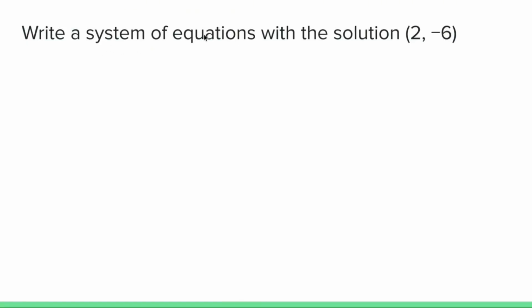Write a system of equations with a solution of (2, negative 6). Well, this is a point in the form (x, y). So just pick two random numbers. How about 3 and 4?